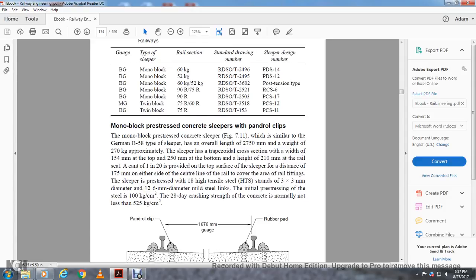The monoblock pre-stressed concrete sleeper with Pandrol clip is similar in width to the German block of the P58 type, with an overall length of 2750 millimeters and a weight of 270 kilograms. The sleeper has a trapezoidal cross section with a width of 154 millimeters at the top and 254 millimeters at the bottom, with a height of 210 millimeters. The rail seat has a cant of 1 in 20 and is provided on the top surface of the sleeper at a distance of 175 millimeters on either side of the center line, to cover the area of rail fitting of the sleeper.